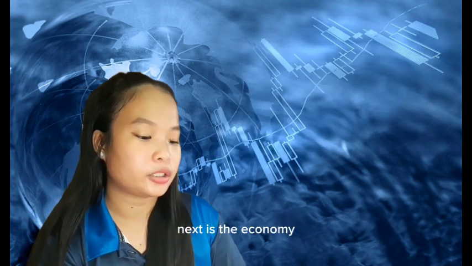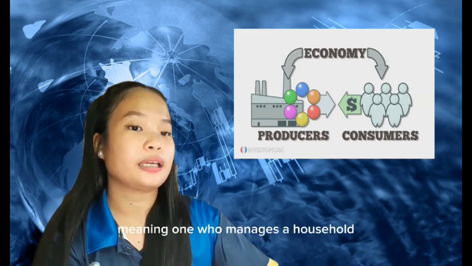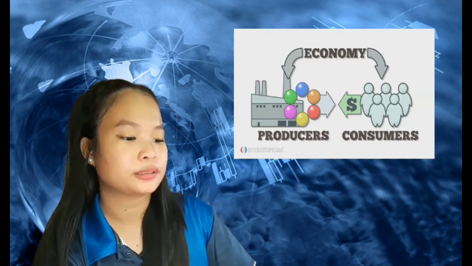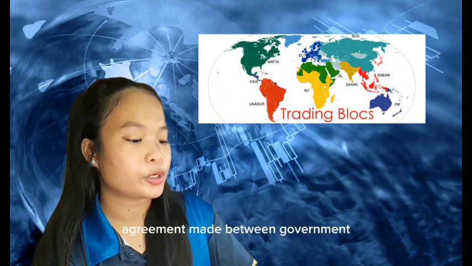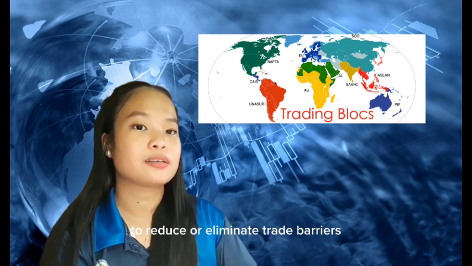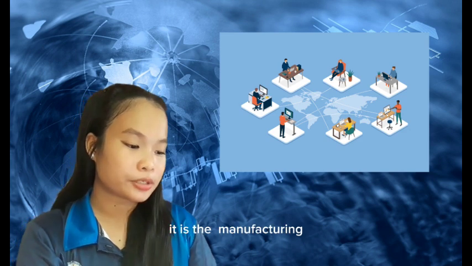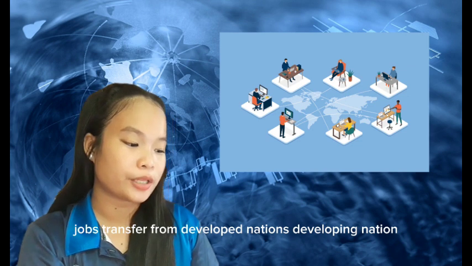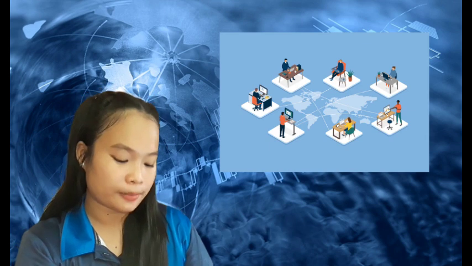Next is the economy. From the Greek word economos, meaning one who manages a household. Next is a trade bloc. It is an agreement made between governments to reduce or eliminate trade barriers. Next is outsourcing. It is the transfer of manufacturing jobs from developed to developing nations to reduce the cost of products.